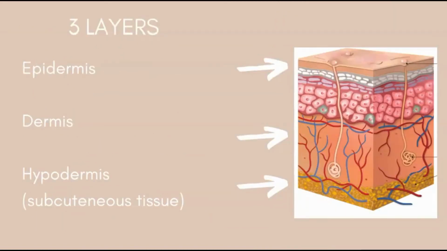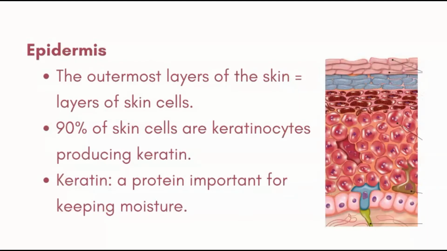The skin is divided into three main layers. The first one is epidermis, which is the outermost layer of the skin, the dermis and the hypodermis, also called subcutaneous tissue. The epidermis is the top layer of the skin, and it consists of layers upon layers of skin cells, of which 90% are keratinocytes. Keratinocytes produce the protein keratin. Keratin is a very important protein for maintaining skin moisture.